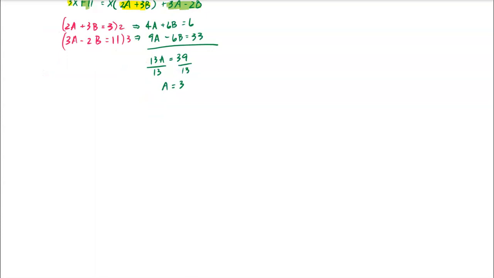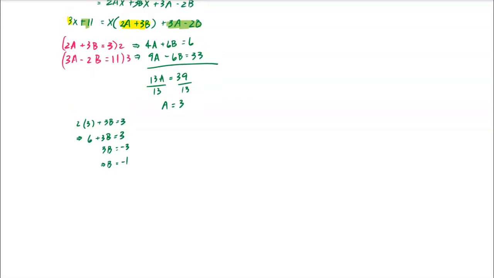Once you have that figured out, you're going to put it back into one of the equations. 2 times 3 plus 3b equals 3. 6 plus 3b equals 3. And then let's subtract. This implies 3b equals negative 3, and so b equals negative 1. Okay, now we have our a's and b's.